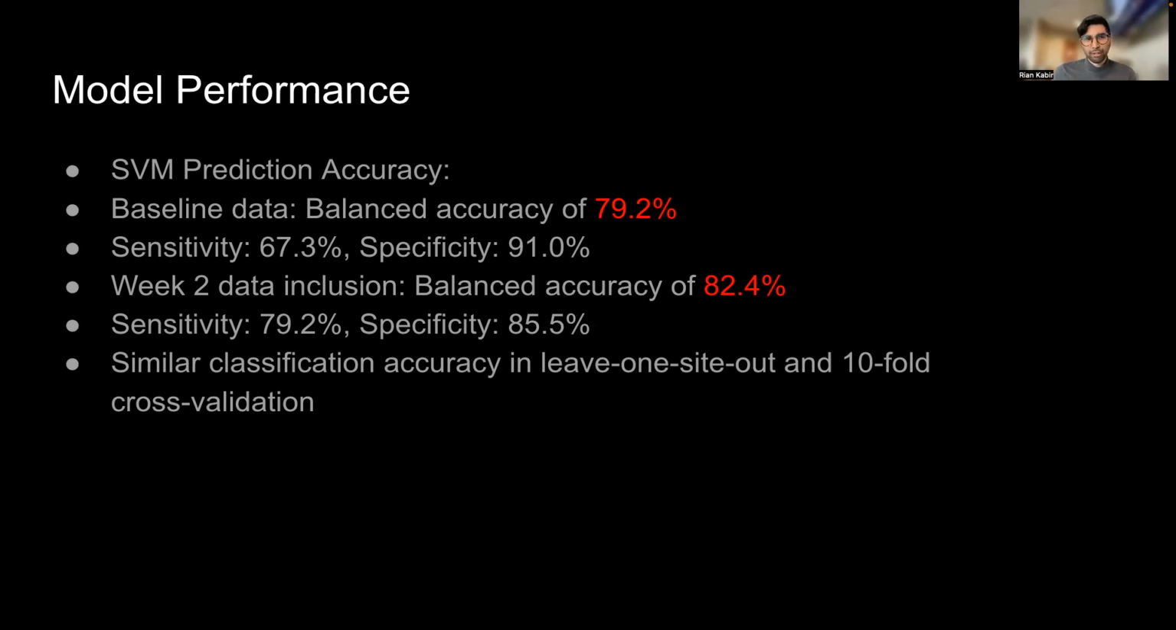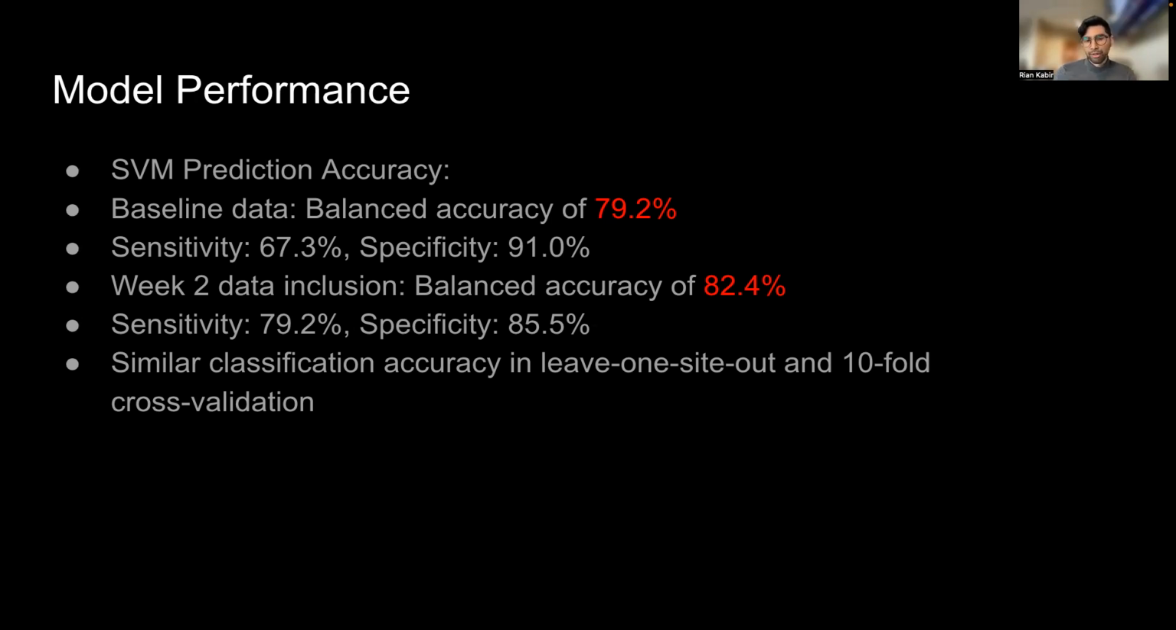And so with baseline data, at week 0, before they got the escitalopram, the accuracy of the model was 79.2%. With a 79.2% accuracy, you could predict whether or not a person would respond, just based off of resting state EEG, before they even get the medication.